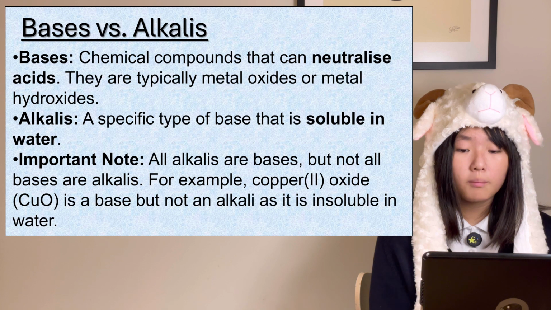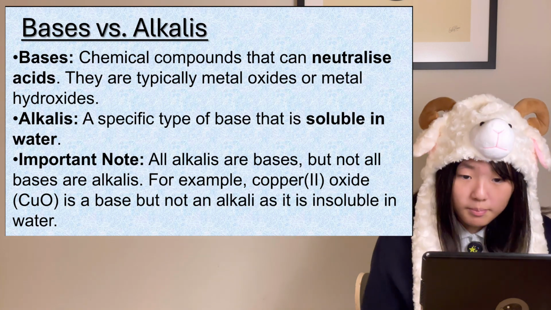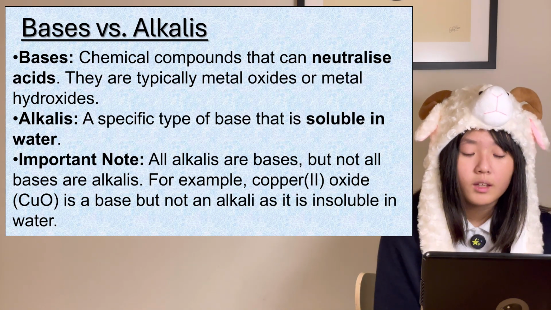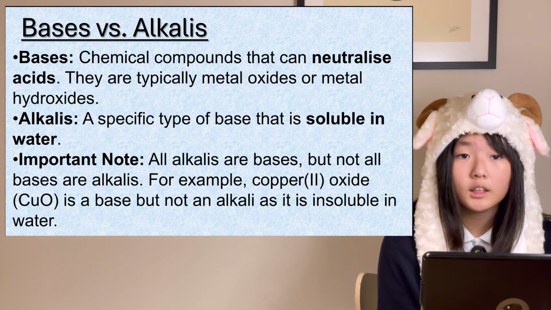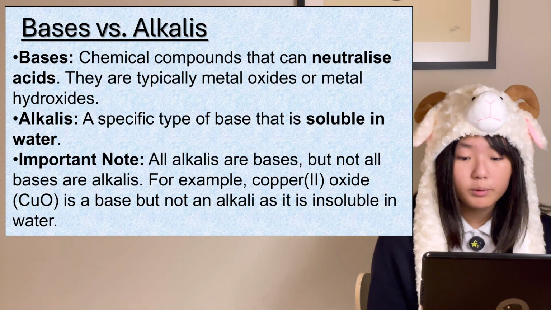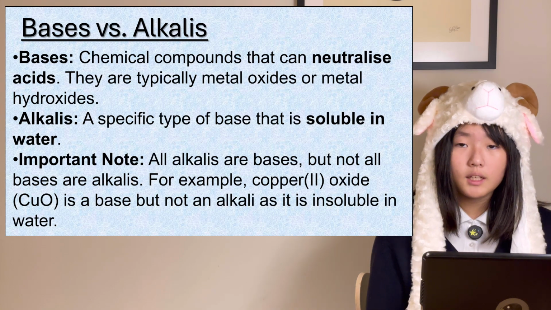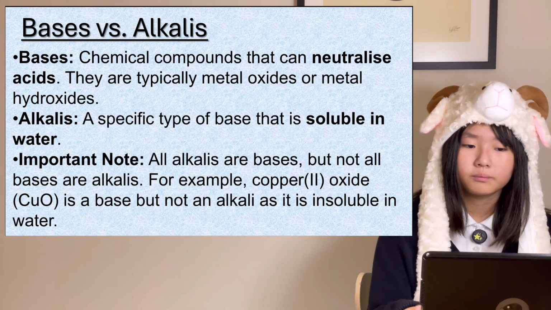Bases are chemical compounds that can neutralize acids. They are typically metal oxides or metal hydroxides. Alkalis are a specific type of base that is soluble in water. An important note is all alkalis are bases, but not all bases are alkalis. For example, copper 2 oxide is a base, but not an alkali because it's not soluble in water.